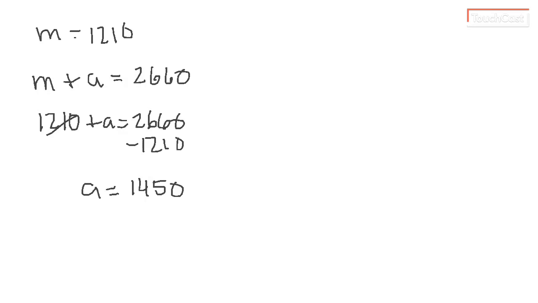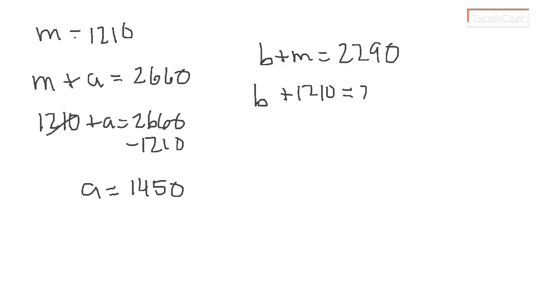Now with that amount or with Misha's score, we can go find Ben's score. We know Ben and Misha together scored a 2290. If we went B plus 1210, we can then find Ben's score. So if we subtract 1210 from 2290, we're going to find that Ben's score was a 1080.